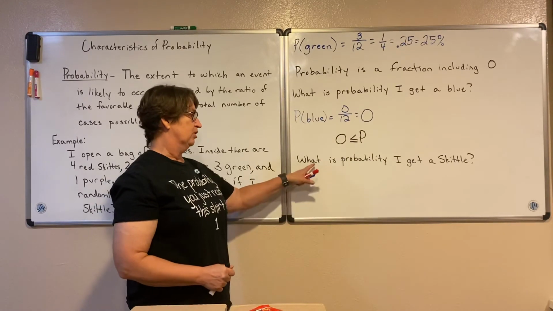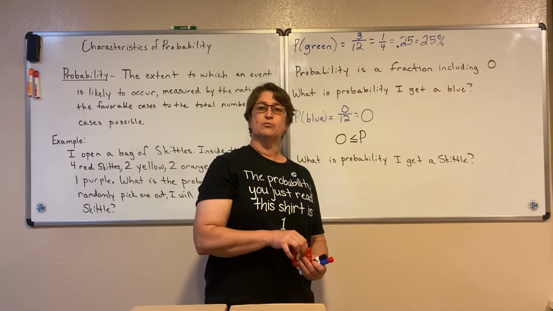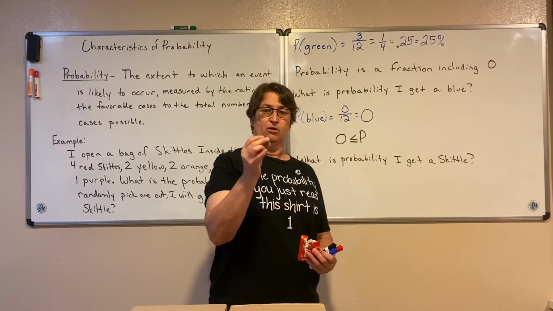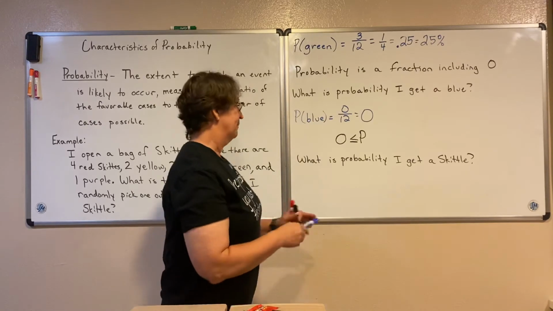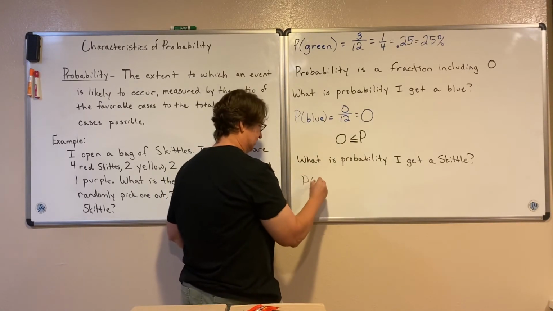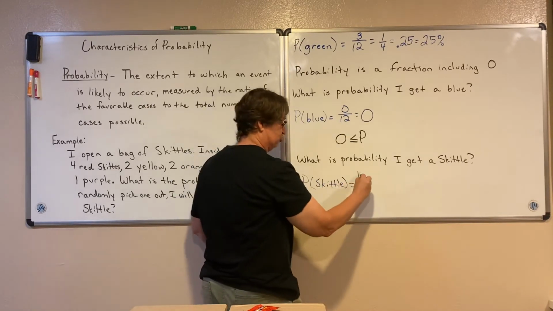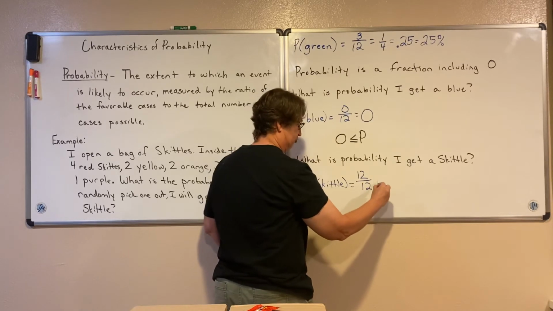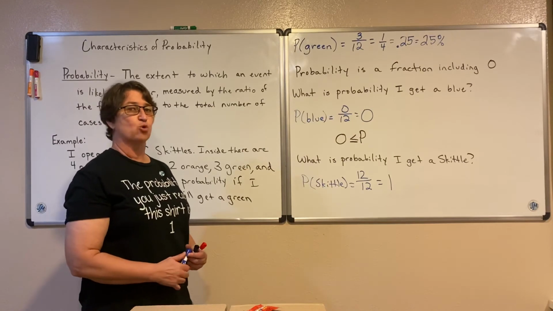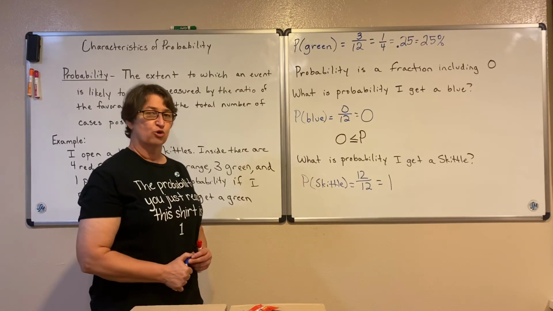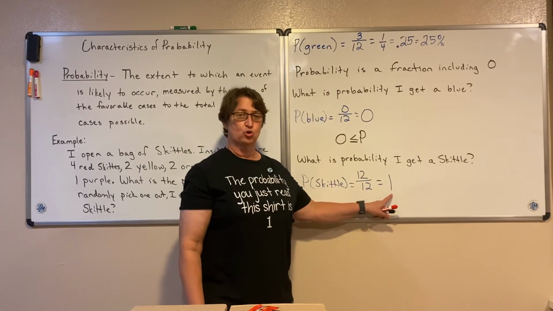Let's check out this last one. What is the probability I get a Skittle? If I draw out of the bag, what's the probability that I get a Skittle? Well, I'm going to get a Skittle every single time. All 12 of my things in the bag are Skittles. So the probability I get a Skittle, well, there are 12 Skittles in the bag out of a total of 12, which is 1 or 100%. 100% of the time I'm going to get a Skittle. It's a for sure thing. So when our probability is 1, it means it is a for sure thing.